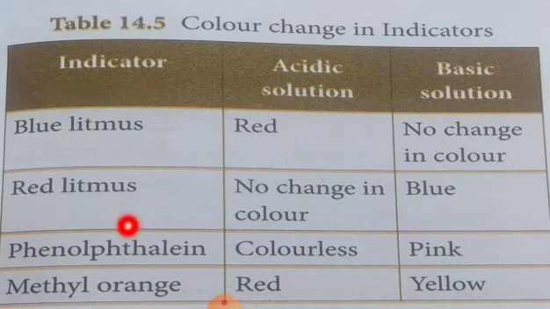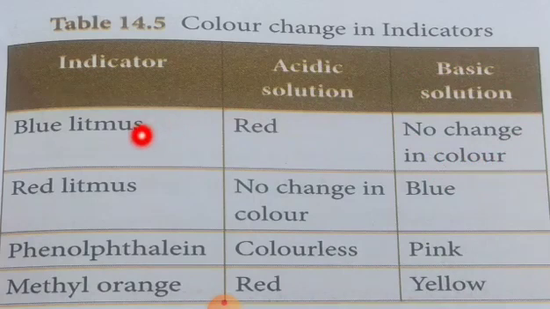Students, this table gives the color changes of different indicators in acidic and basic medium. These are the indicators: blue litmus, red litmus, phenolphthalein, methyl orange. These are the acidic solution, these are the basic solution. When blue litmus is dipped in acidic solution, its color changes to red. So when blue litmus turns red, that type of solution is acid. That is a confirmation. Right? Similarly, when blue litmus paper is dipped in basic solution, there is no change in color. So that type of solution is called basic solution. Do you follow, students?